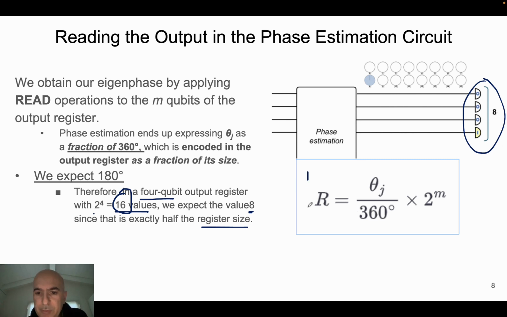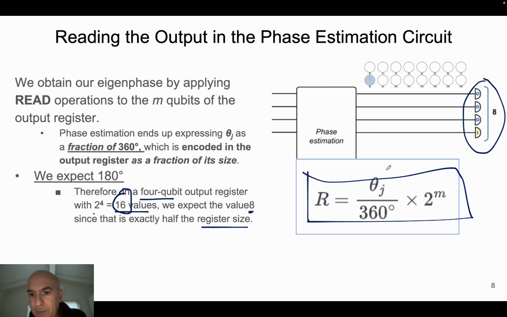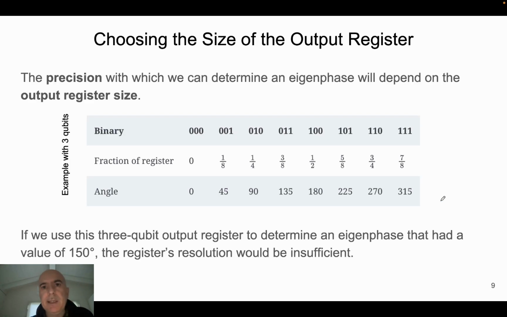So this is an important formula that we need to remember to decode the eigenphase from the binary. So we have theta j, and that is the number of our quantum state when we divide it by 360 and multiply by 2 to the m, where m is the number of qubits in the output quantum register. So that also means that whenever we choose m, we also choose a precision to express our eigenphase. So the precision with which we can determine an eigenphase will depend on the output register size, that is the m qubits register. So this is the size.